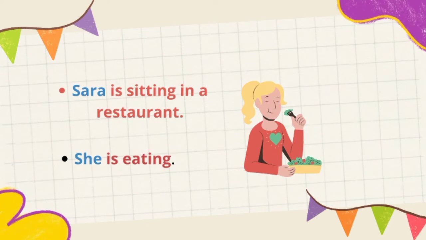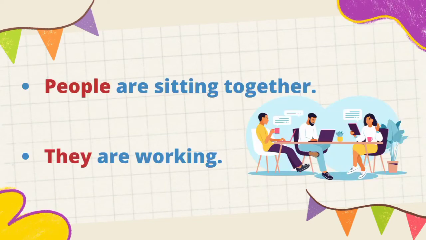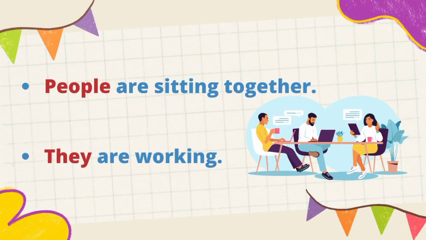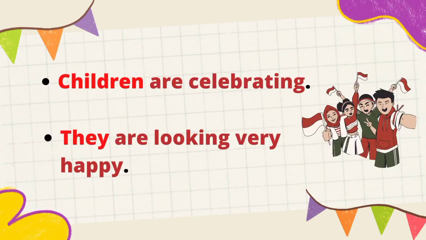Sarah is sitting in a restaurant. She is a girl, so therefore we use she. She is eating. People are sitting together. They are working. People will be changed into they. Children are celebrating. Children are more, so we use they. They are looking very happy.